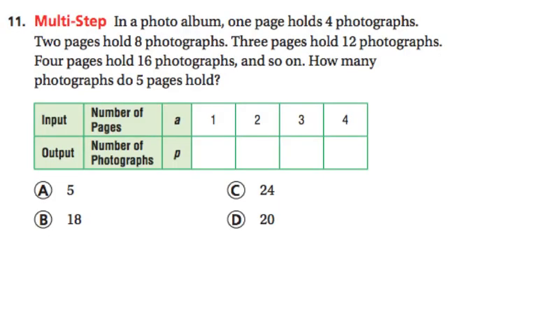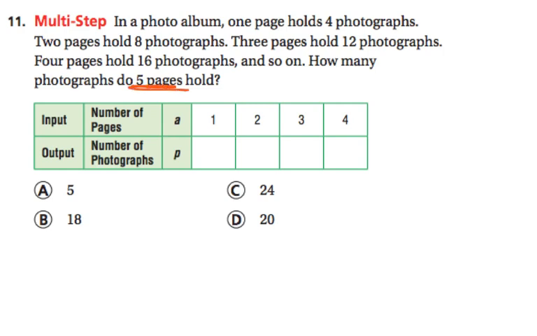Ooh, we have a multi-step problem. Okay, in a photo album, 1 page holds 4 photographs. 2 pages hold 8 photographs. 3 pages hold 12 photographs. 4 pages hold 16 photographs. How many photographs do 5 pages hold?